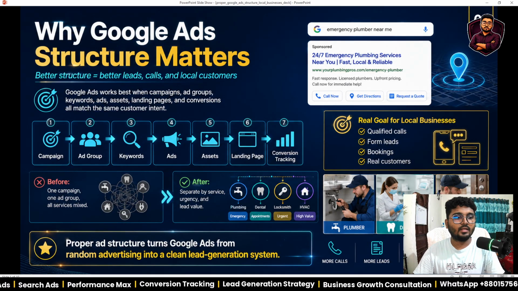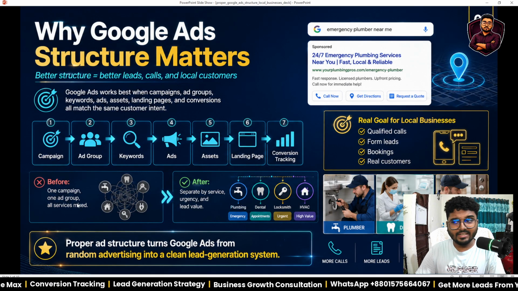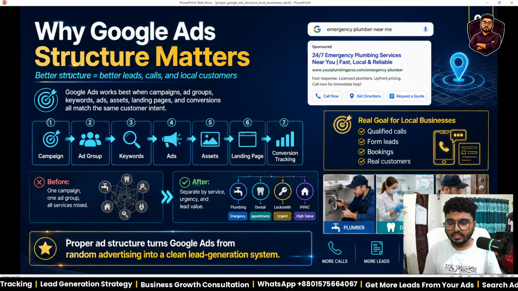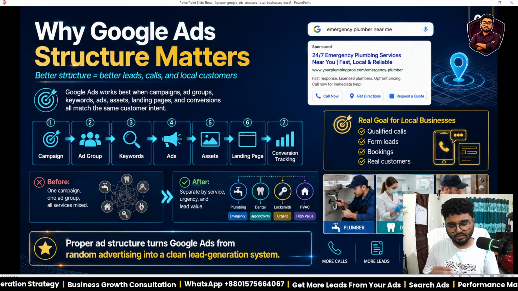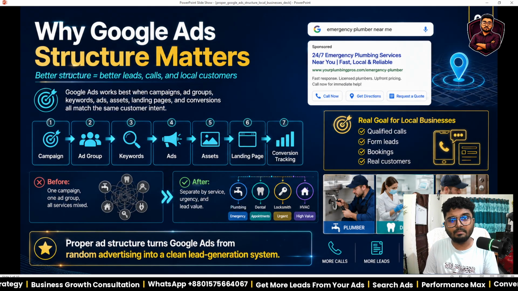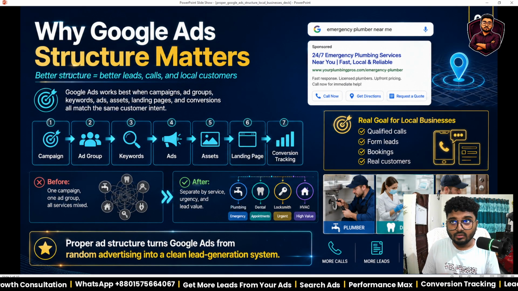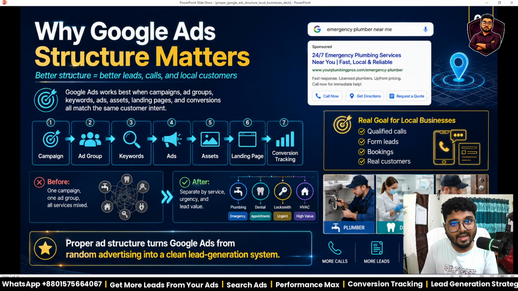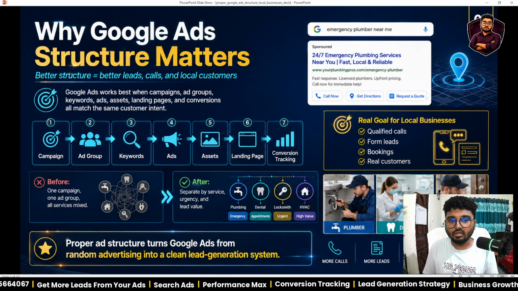So here is one thing, a bad campaign structure: one campaign, one ad group, all services mixed. That means suppose you are giving a cleaning service, right? You make one ad group about cleaning service, then you give multiple services in that ad group, in that campaign. So the Google ad algorithm will be confused about which ad to put on rank and which not.